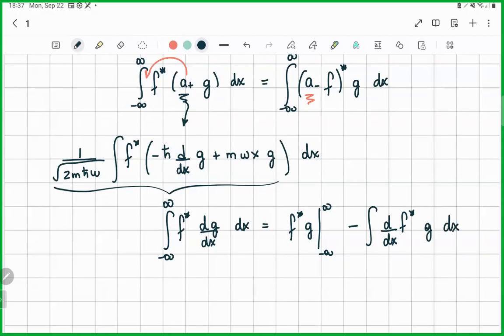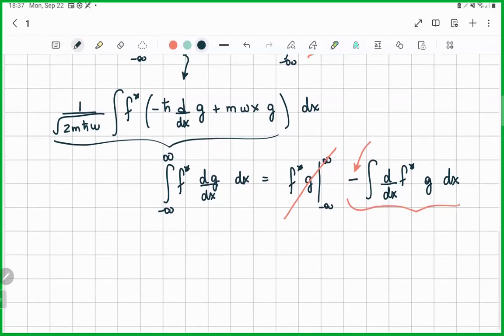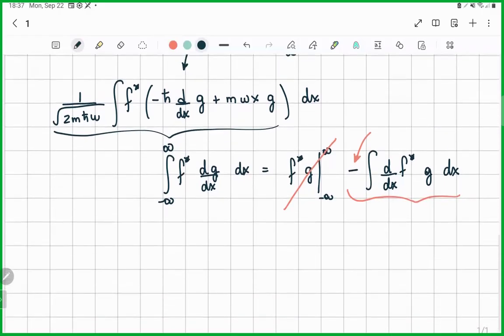Well, we said that we are dealing with functions that are square integrable, so we know that they have to go to zero at plus infinity and minus infinity. So the only thing that survives is this term, and very important, with this minus sign. All right, so I'm going to rewrite the integral that we have above.